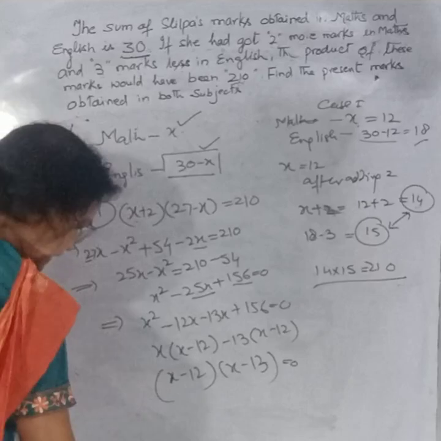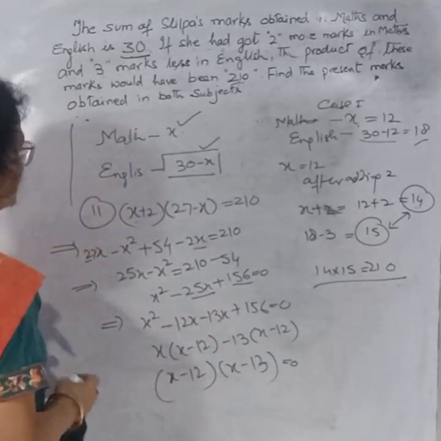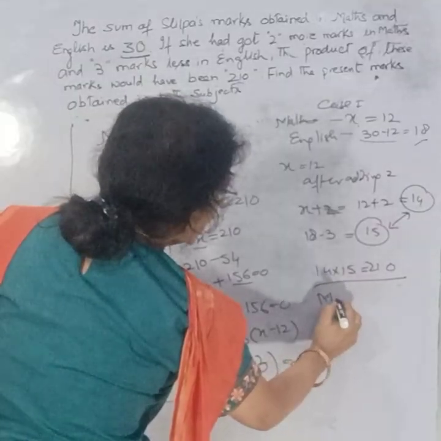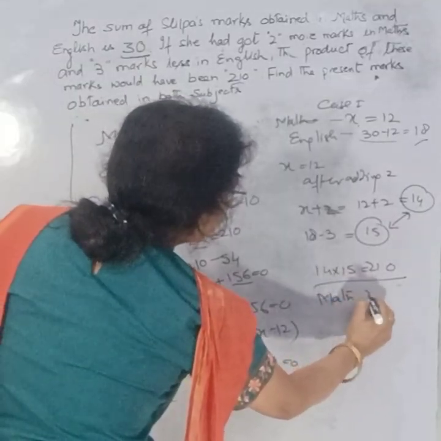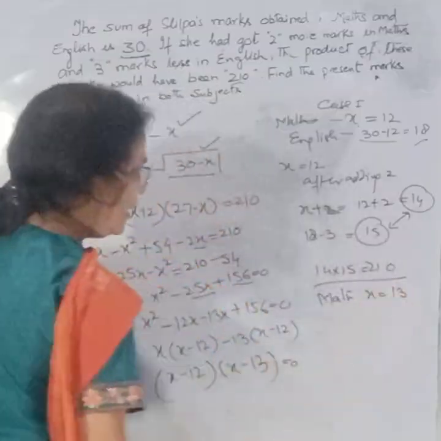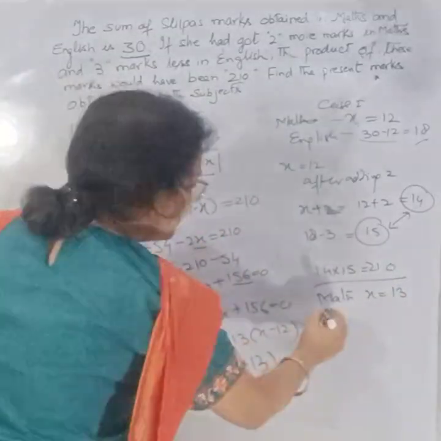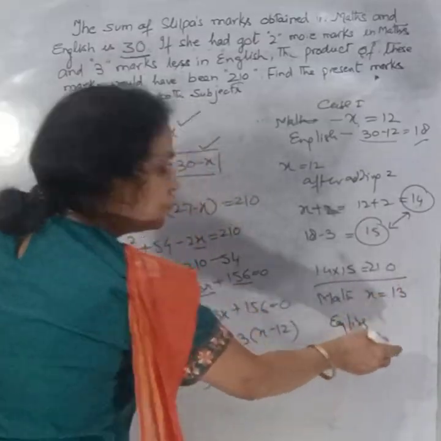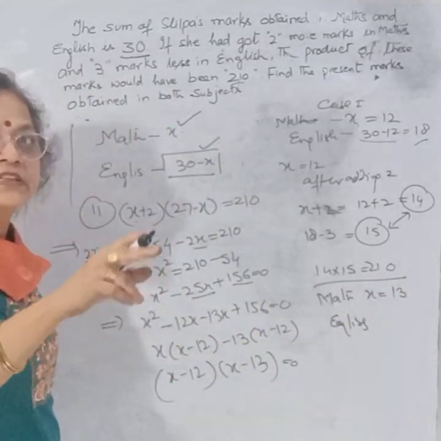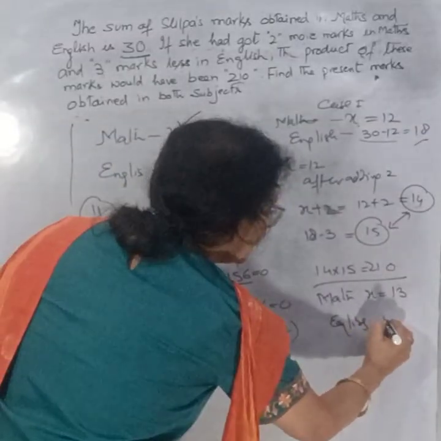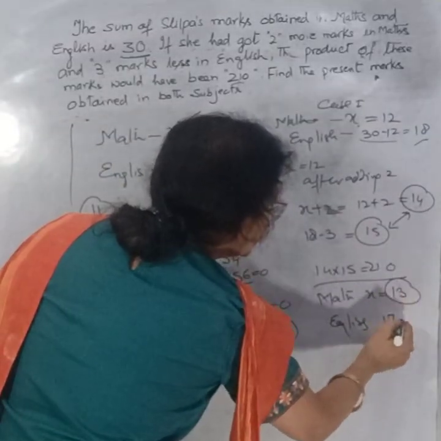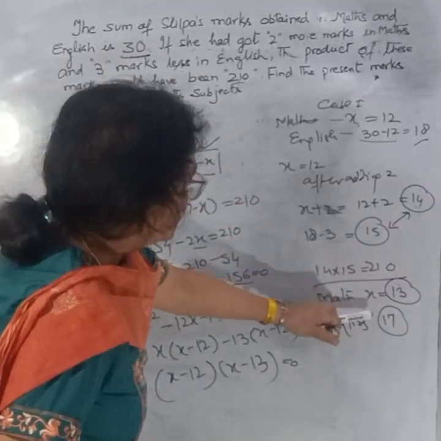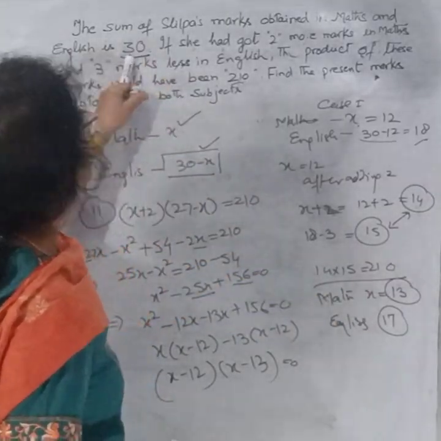Now we are considering the second case when x was 13. Now here we can see when maths was x was 13. Okay. Then English will be equal to, the addition of this is 30. It means 30 minus 13, that is 17. Okay. It means in that case, when maths was 13, then English was 17. So that the addition is equal to 30.